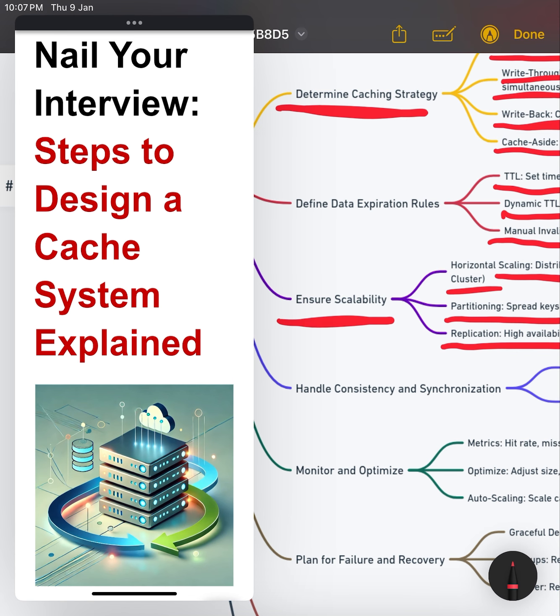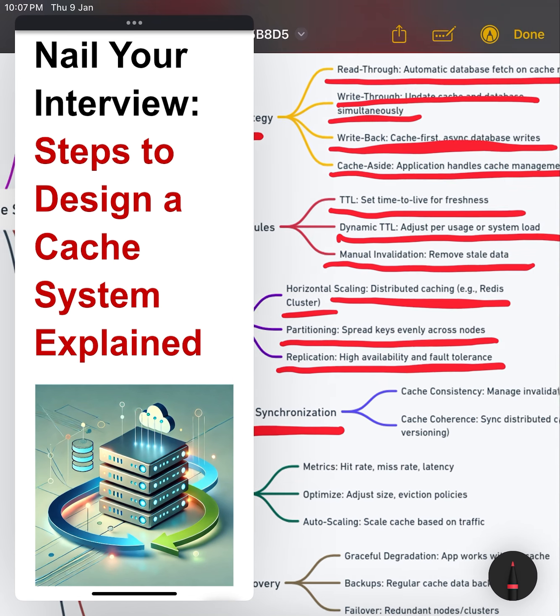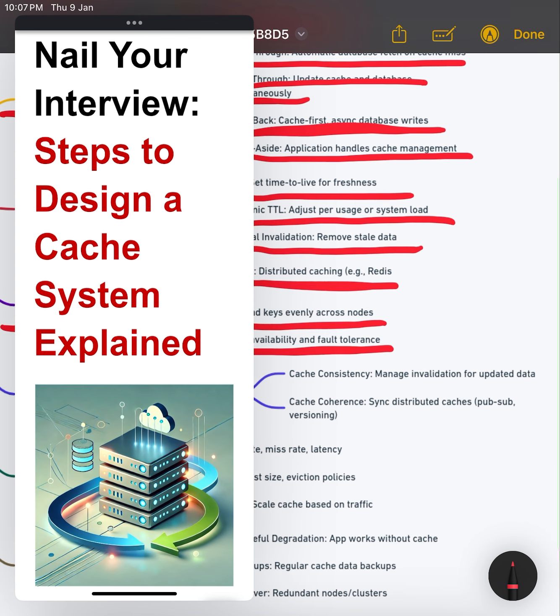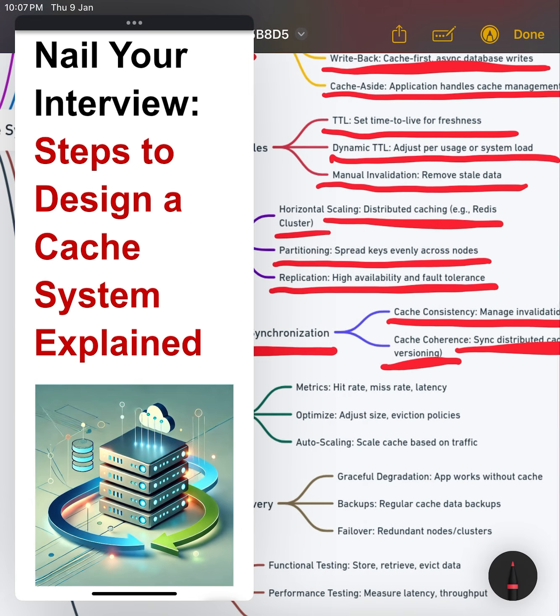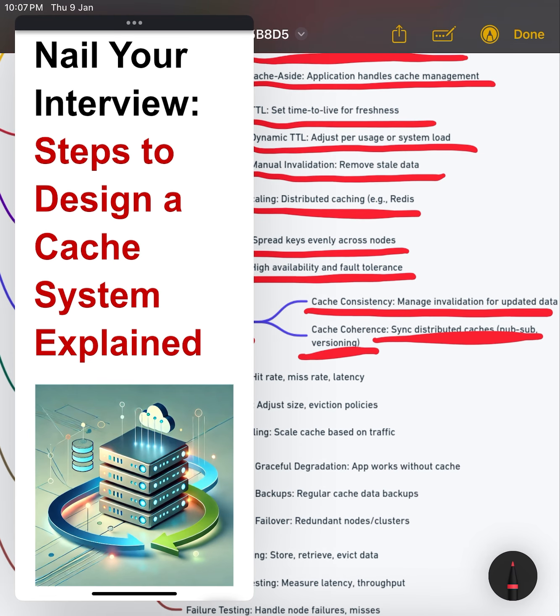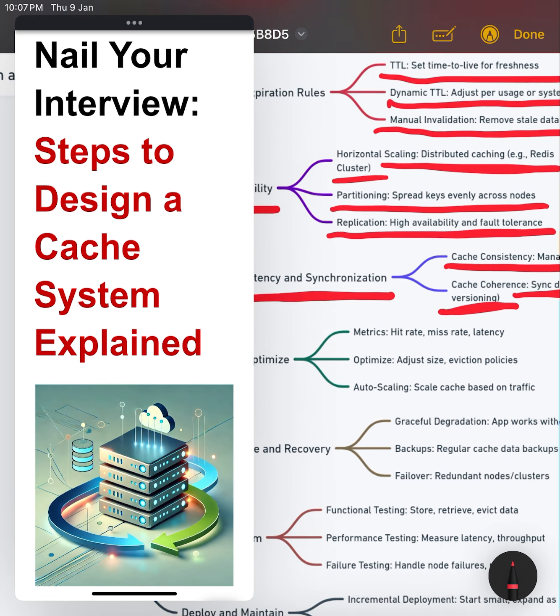8. Handle consistency and synchronization. Cache consistency. Decide how to handle cache invalidation when underlying data changes. Cache coherence. Ensure distributed caches stay synchronized. Use techniques like versioning, pub/sub systems, or cache invalidation messages.